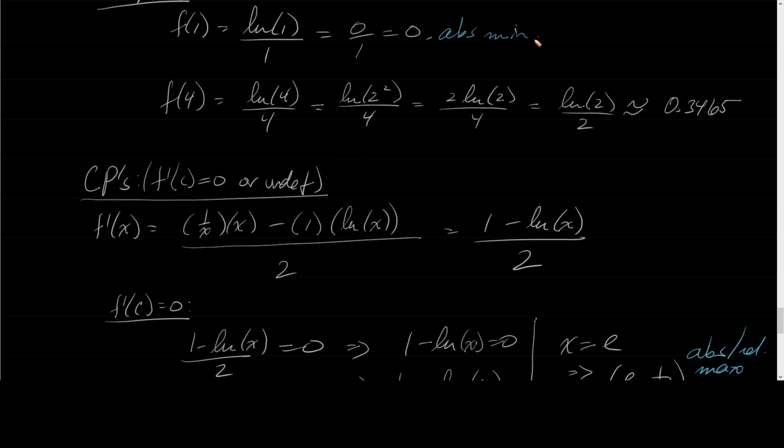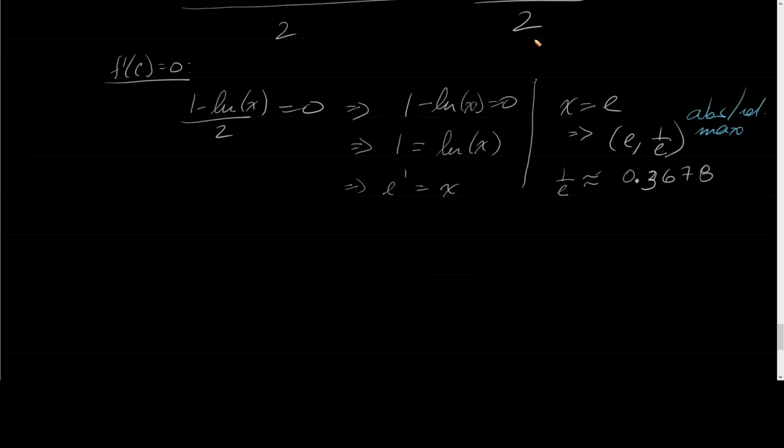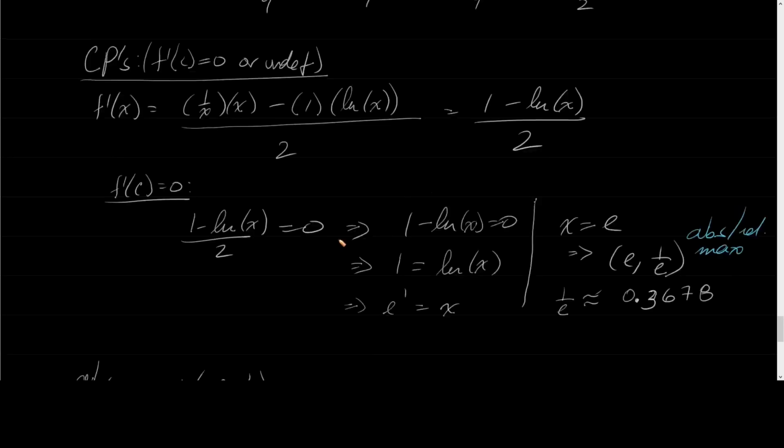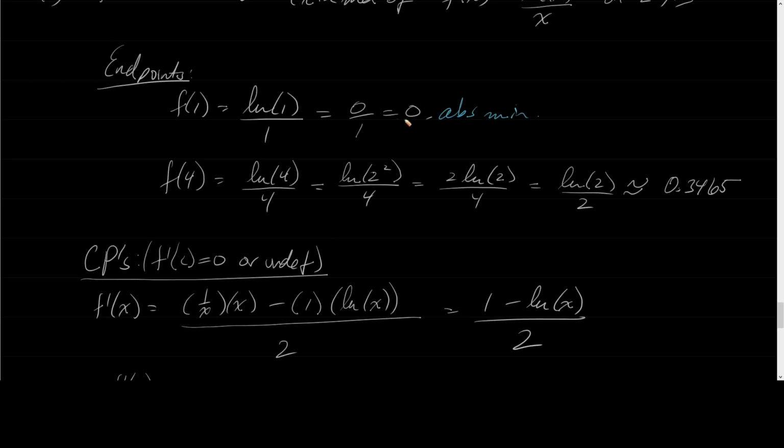But notice that we don't have any relative min. We don't have any relative minimums here. The question though was about the absolutes. So we have the absolute max, which we said was at e comma 1 over e, and the absolute min was at 1 comma 0. That's right here, 1 comma 0.